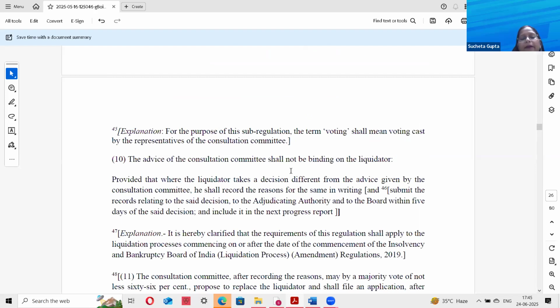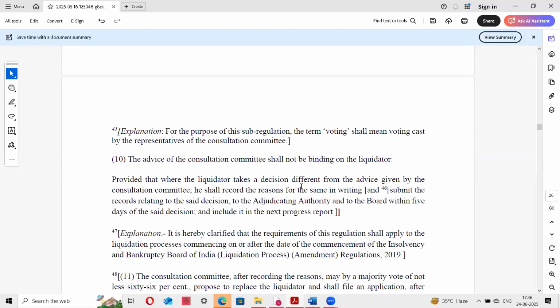So for all the matters mentioned above, the liquidator is not bound. They can provide advice, but the liquidator shall not be bound. Provided that where the liquidator takes a decision different from the advice taken by the consultation committee, he shall record the reason for the same in writing and submit the records relating to such decision to the adjudicating authority.